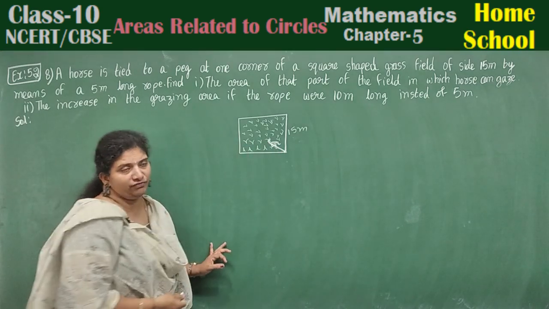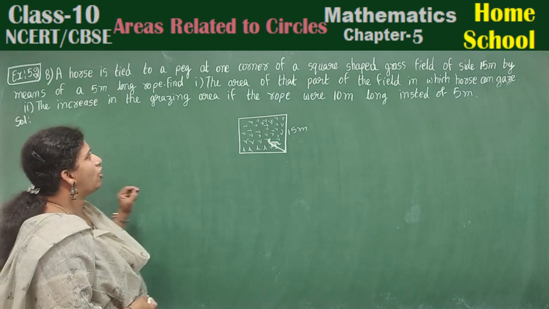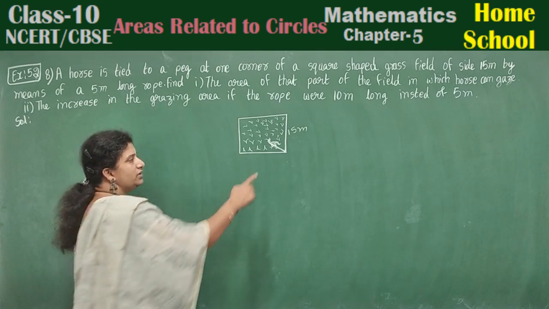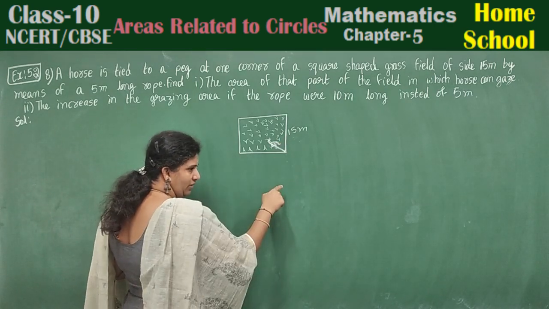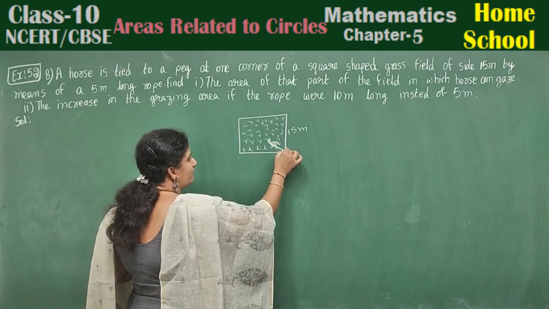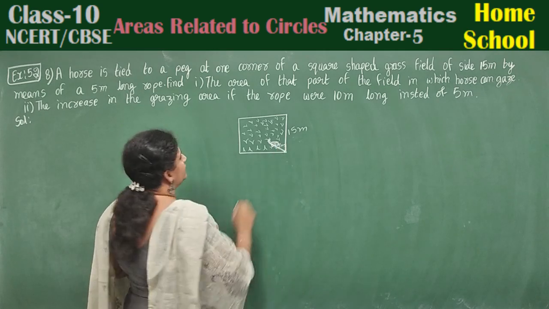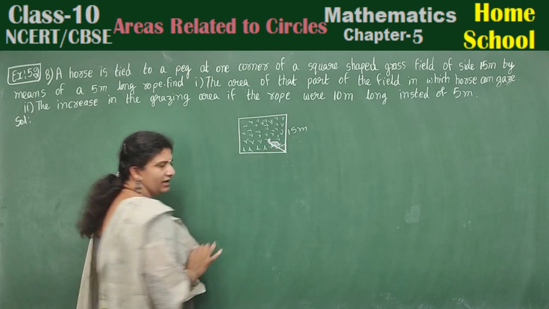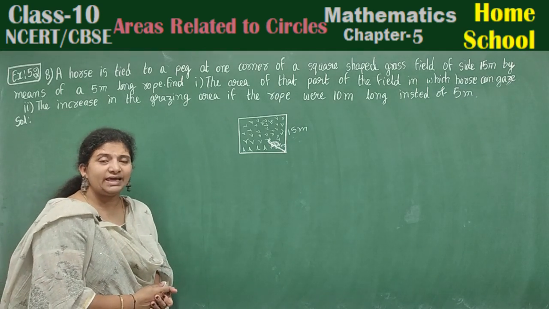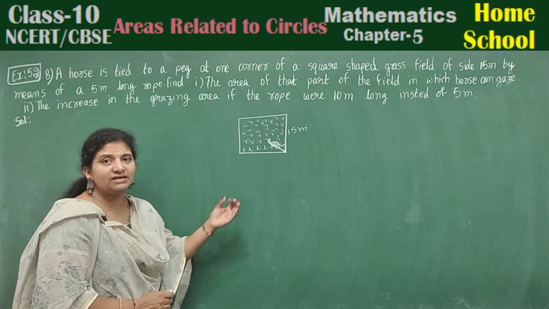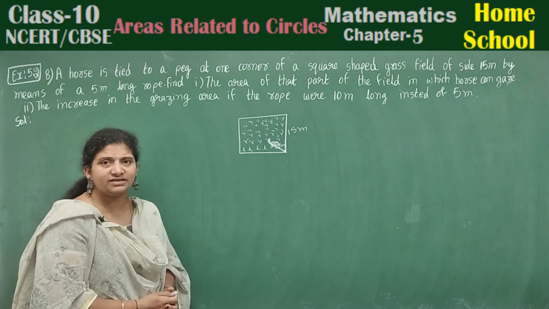Each side is 15 meters. By means of a 5 meters long rope to the corner of a square having each side 15 meters, a rope having its length 5 meters long, a horse is tied. How much area it can graze, children? Graze, do you know the meaning? Eating grass. Horse, how much area it can graze there?